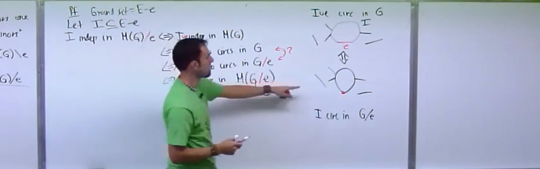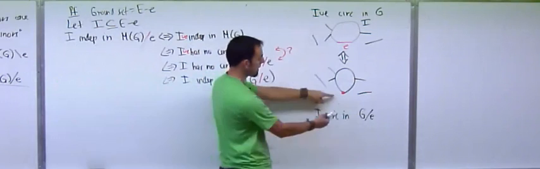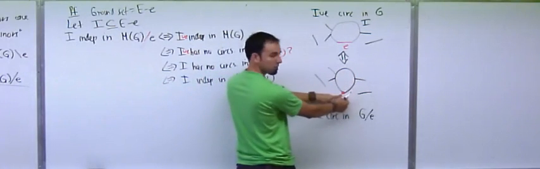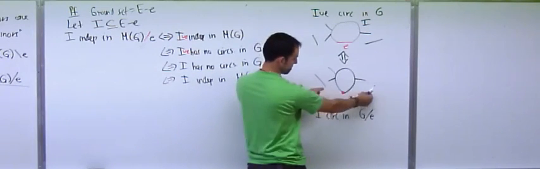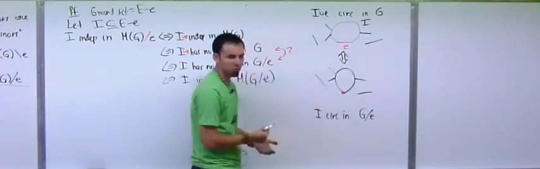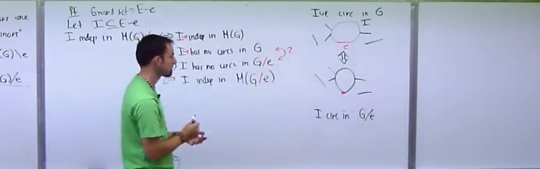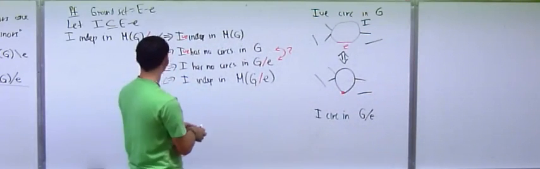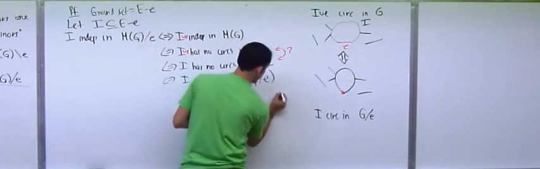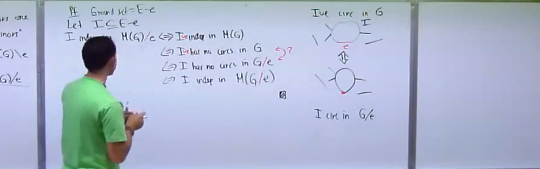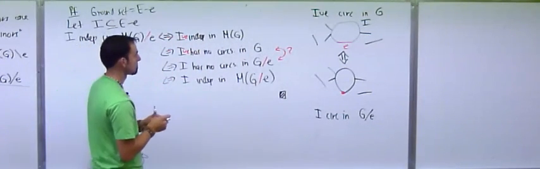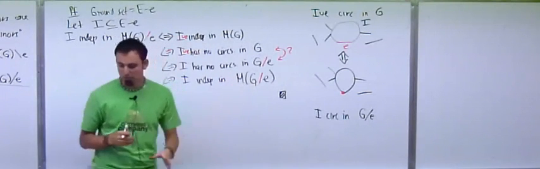And this is a back and forth. If I had a cycle in the contraction, then when I uncontract, my E is going to form the cycle that I'm looking for. So that's it. End of proof. Okay. And this is good news. This is very good news.